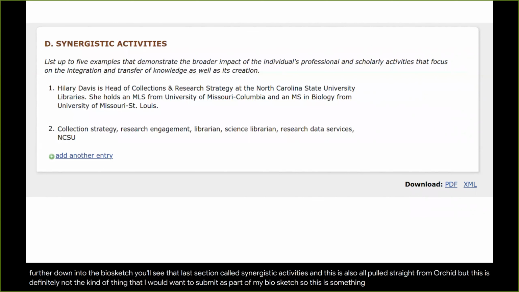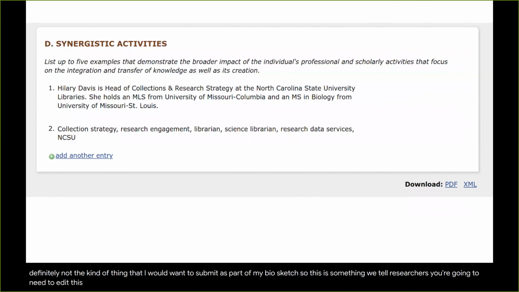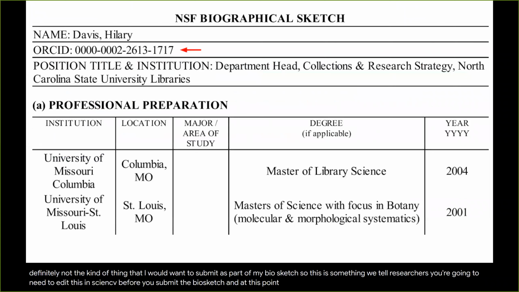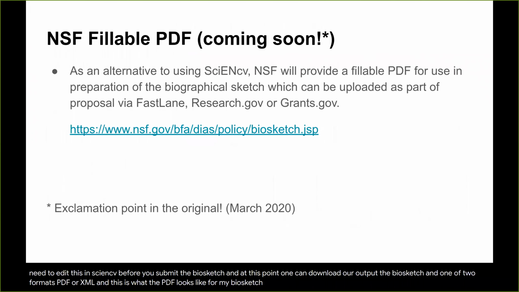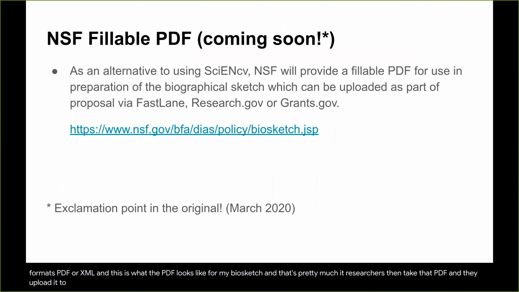So this is something we tell researchers, you're going to need to edit this in SciENcv before you submit the biosketch. And at this point, one can download or output the biosketch in one of two formats, PDF or XML. And this is what the PDF looks like for my biosketch. And that's pretty much it. Researchers then take that PDF and they upload it to whatever system they're using to submit their grant.